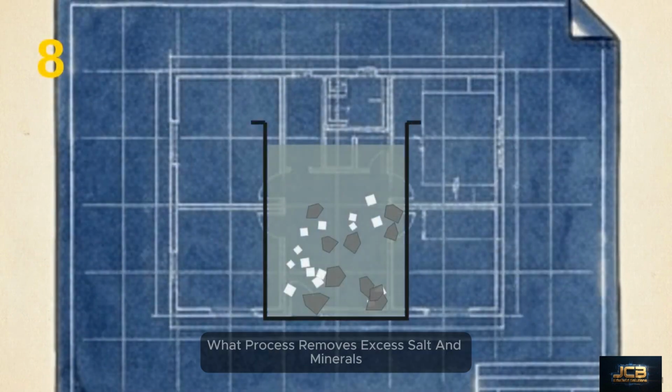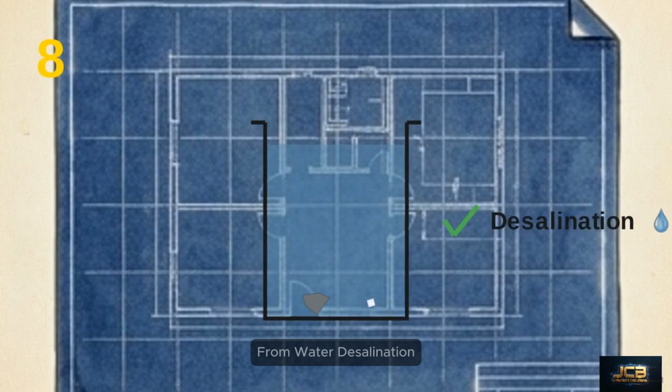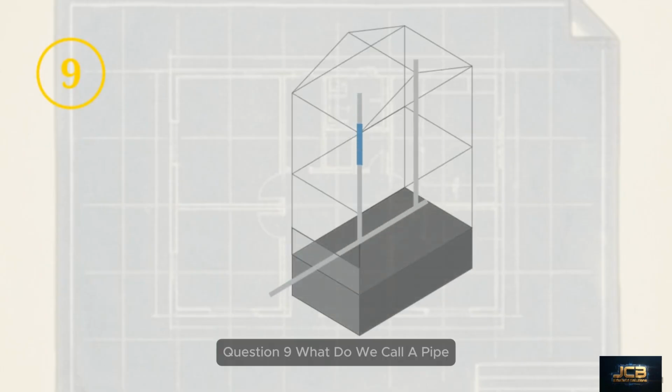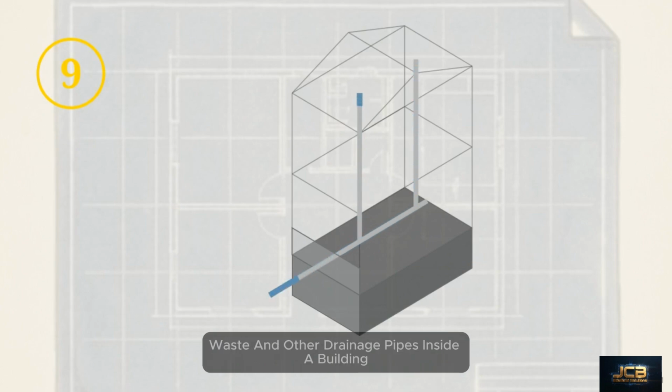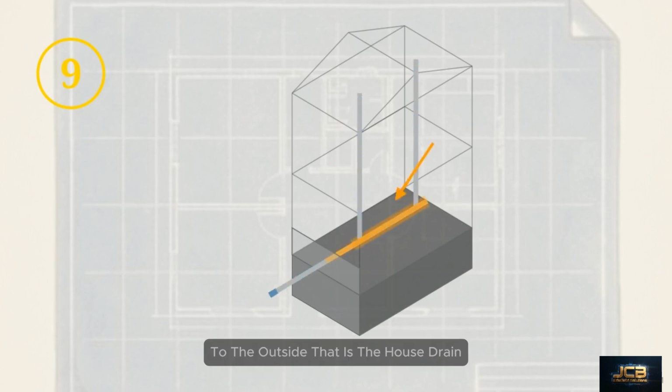Question 8. What process removes excess salt and minerals from water? Desalination. Question 9. What do we call a pipe that conveys the discharges from soil, waste, and other drainage pipes inside a building to the outside? That is the house drain.